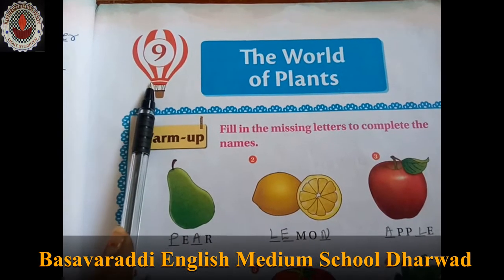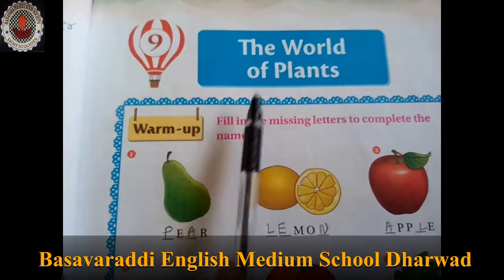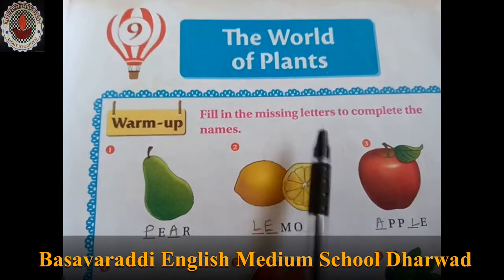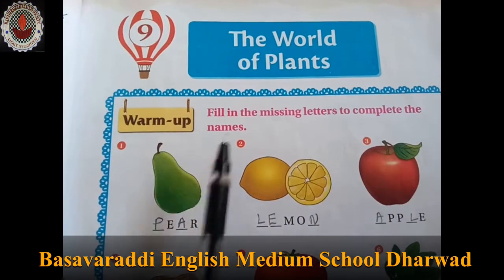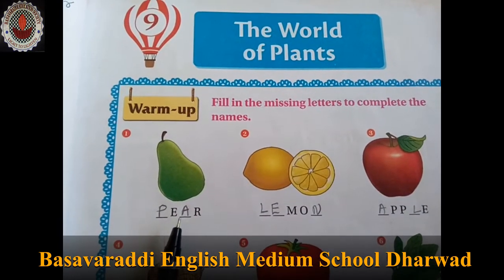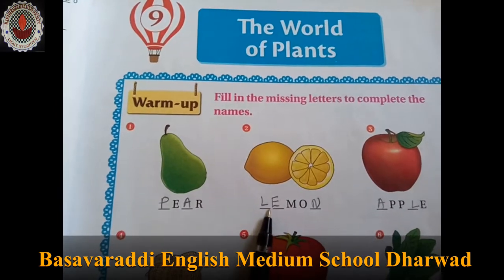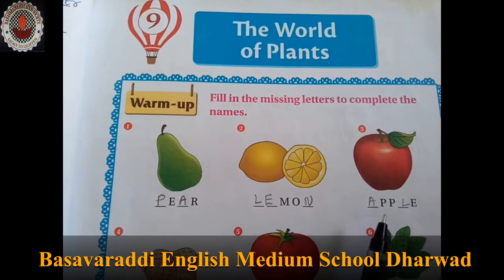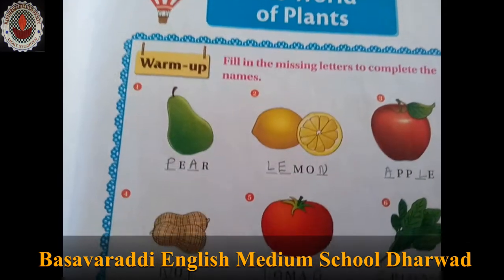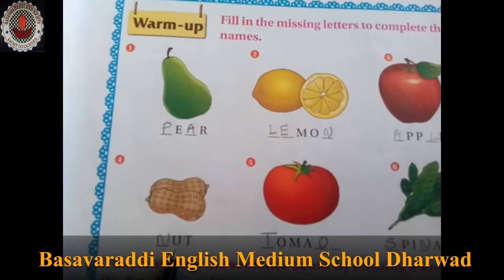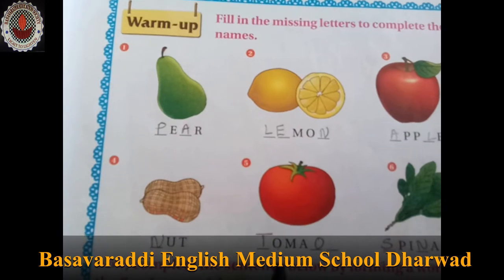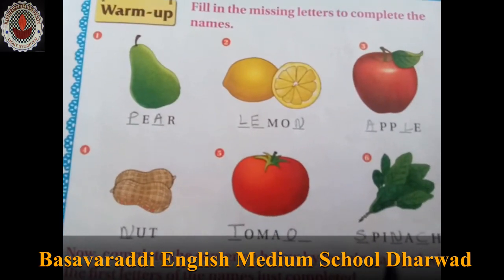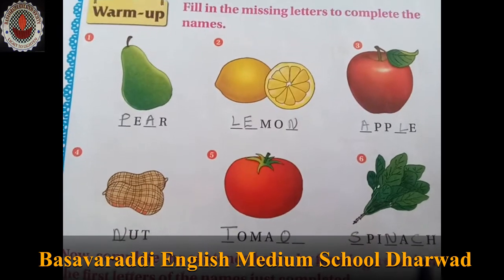Ninth chapter, the world of plants. Warm up. Fill in the missing letters to complete the names. See here, it is P-E-A-R, pear; lemon, L-E-M-O-N, lemon; apple, A-P-P-L-E, apple; nut, N-U-T, nut; tomato, T-O-M-A-T-O, tomato; spinach, S-P-I-N-A-C-H.